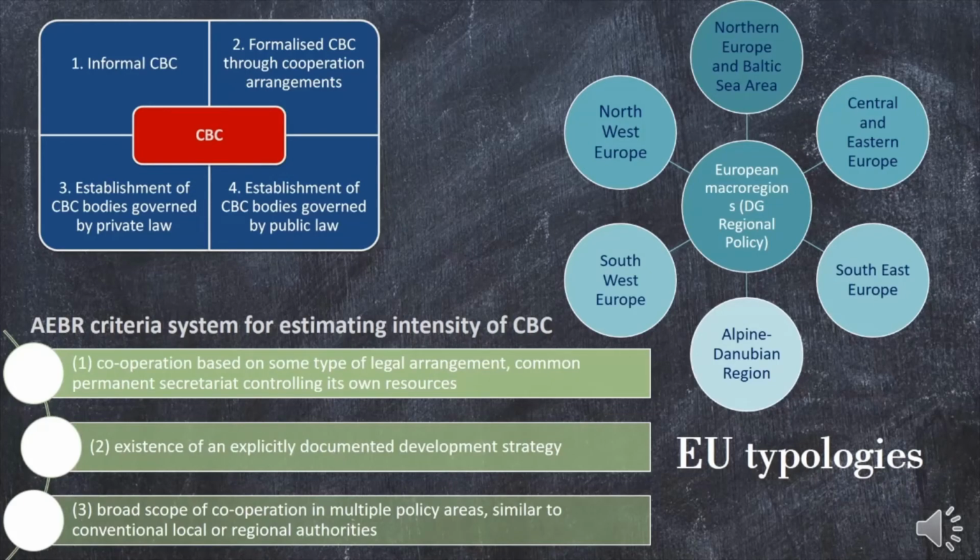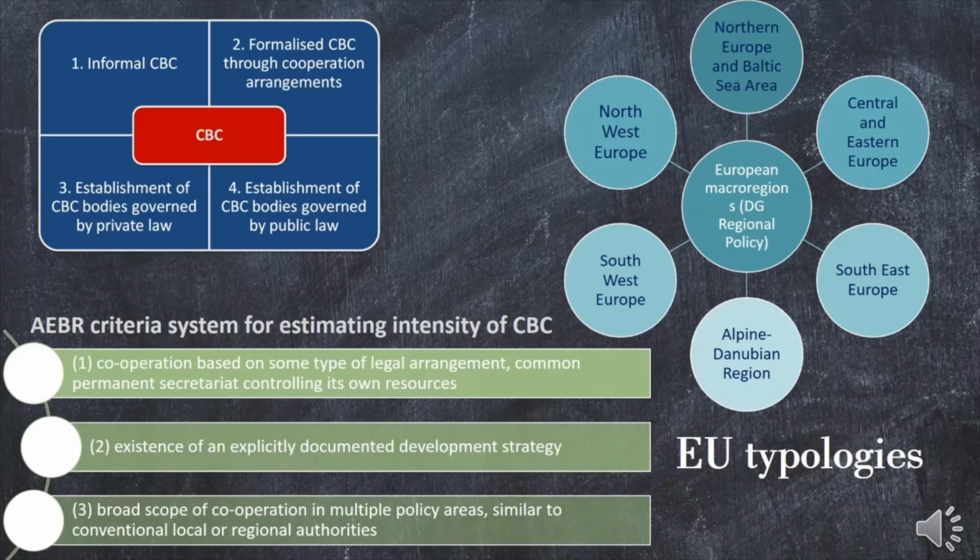Geographically speaking, the European cross-border cooperations can be categorized with respect to their geographical location using the macro-regional level. According to the website of the DG Regional Policy, a macro-region is an area including territory from a number of different countries or regions associated with one or more common features or challenges. This means that the cross-border cooperations can be located in either Northern Europe and Baltic Sea area, or in Central and Eastern Europe, or in Northwest Europe, or in the Alpine Danubian region, or in Southwest Europe, that is in the western part of the Mediterranean region, or in Southeast Europe, meaning the eastern part of the Mediterranean region.